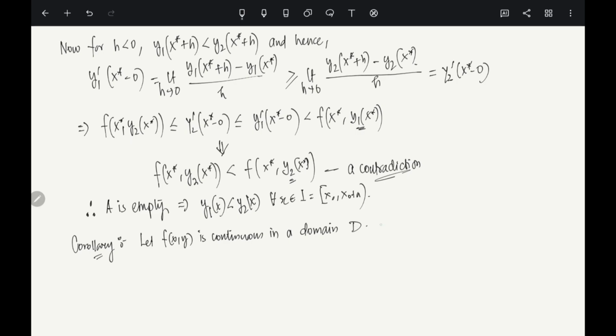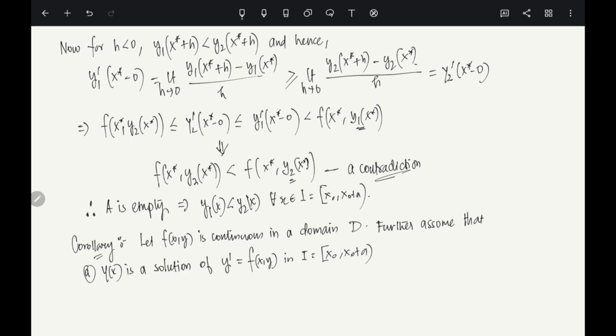Now further assume that y of x is a solution of y prime equals f of x,y in I, and what is I? It is x naught to x naught plus a. Clear? So this is the first condition.